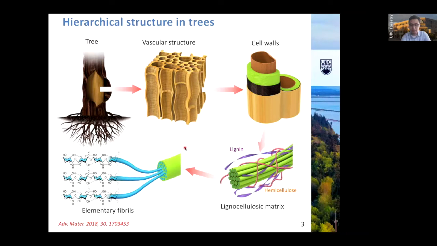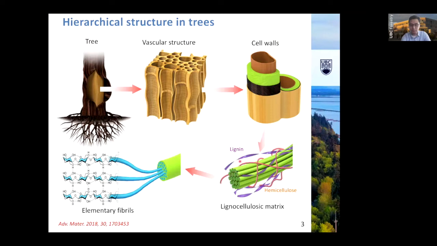I'm sure most attendees already know what is cellulose and what is nanocellulose, and also the hierarchical structure in the trees. In a tree, there are a lot of vascular structures. Those vascular structures serve as a conduit for the water uptake and also the nutrient uptake. Depending on the species, there are vessels and tracheid fibers. Nevertheless, they all have the cell wall. Within the cell wall, there's a lignocellulose matrix as shown here, which includes lignin, hemicellulose, as well as cellulose. Those are three major polymers you can find in the fibers.